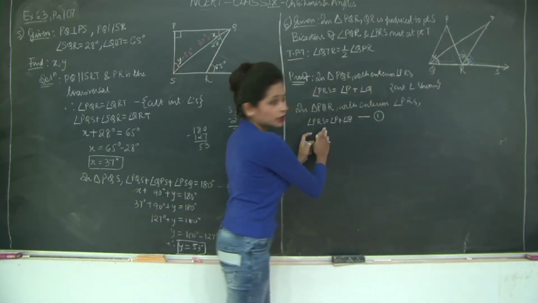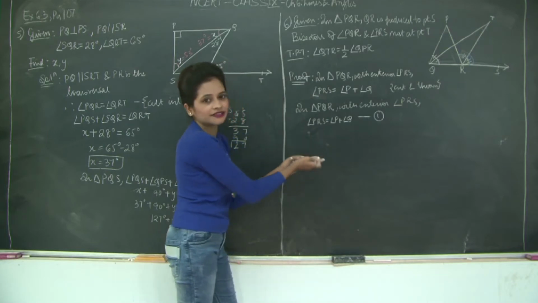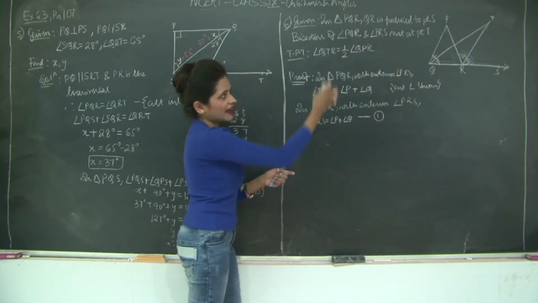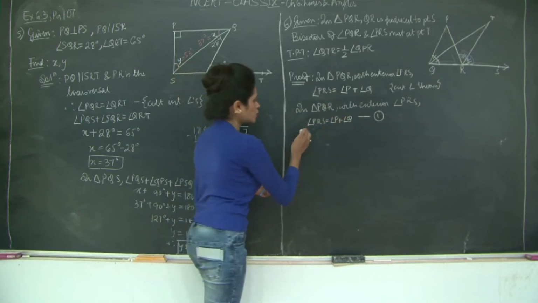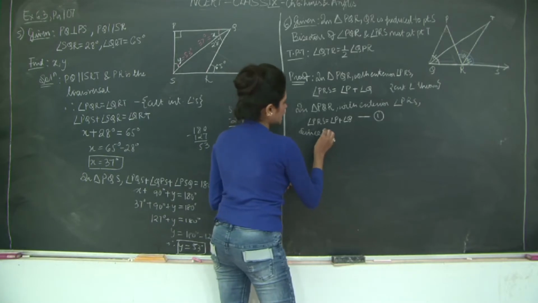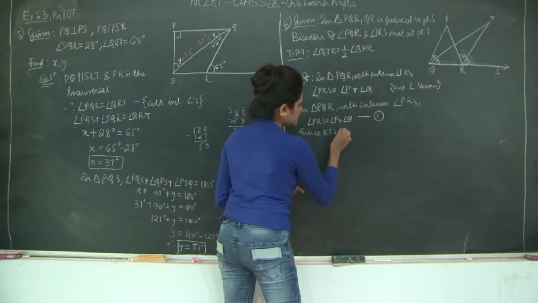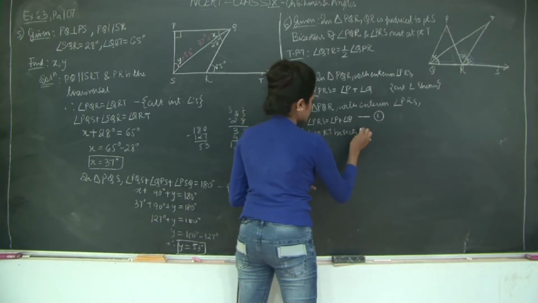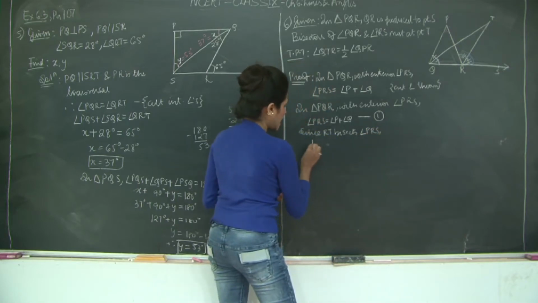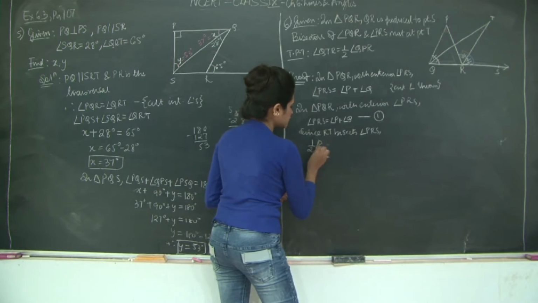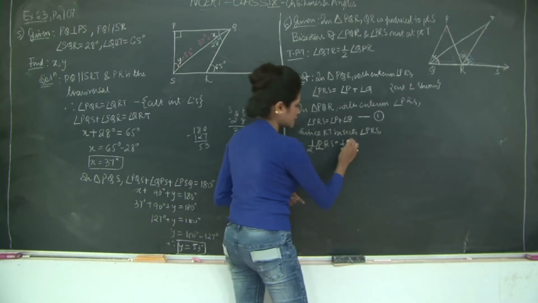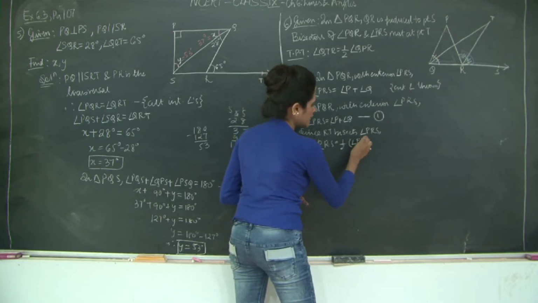But we need angle TRS, right? So how do we convert PRS to TRS? I am going to divide it by 2 because RT is the bisector of angle PRS. So therefore, since RT bisects angle PRS, what do I get? Half of PRS is equal to half of the right hand side, right? Half of angle P plus angle Q.